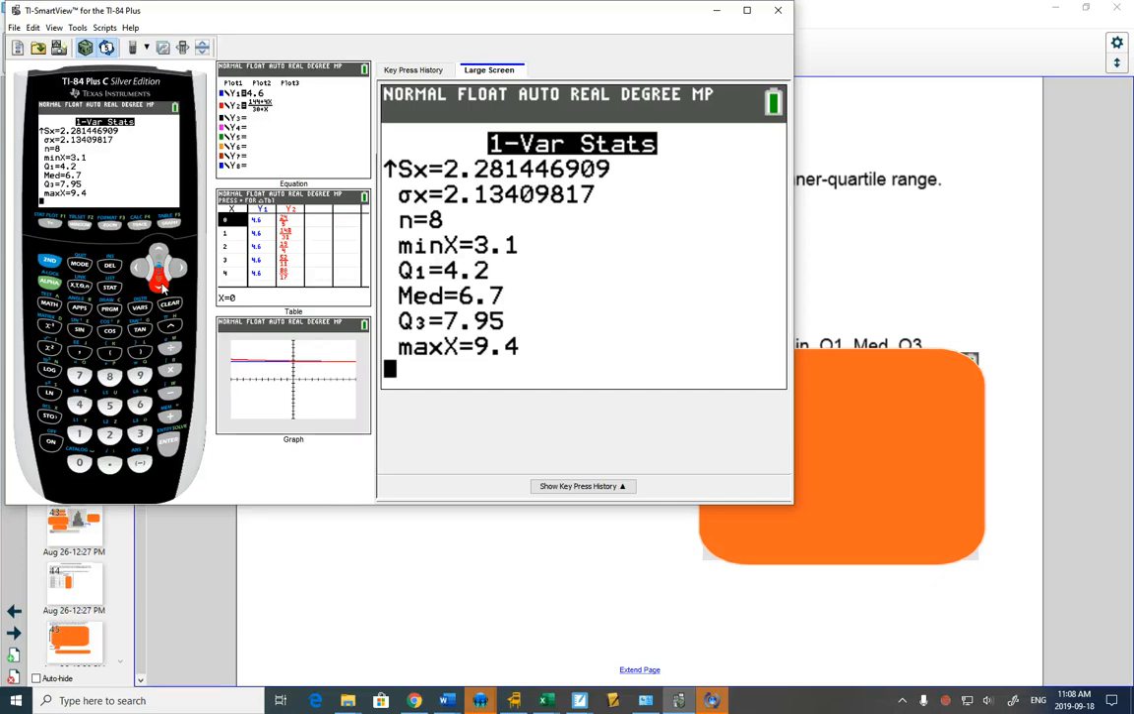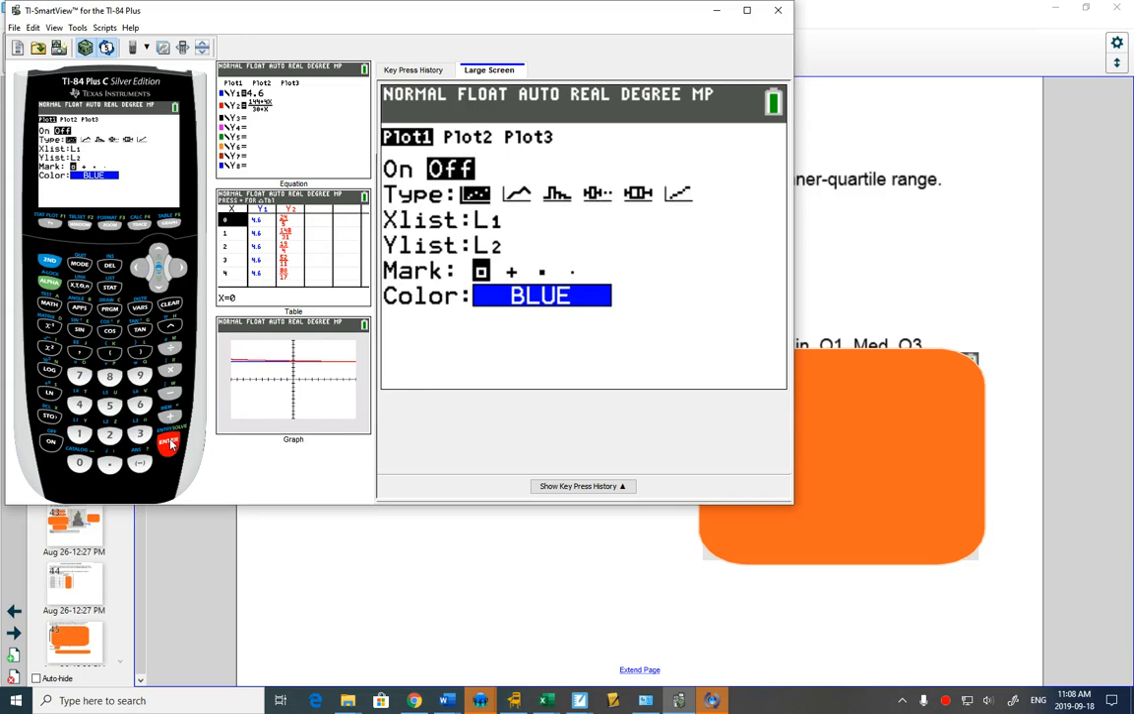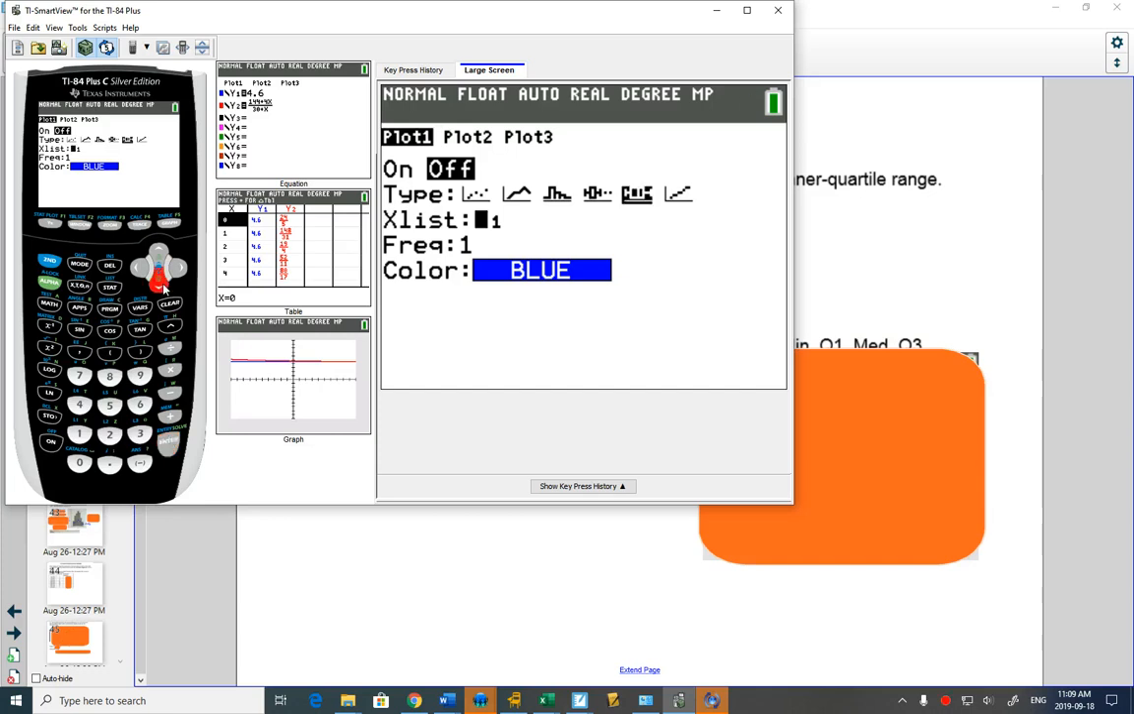But what we're going to do now is put this into our graphing calculator. Now that we've got our stats, we're going to go second y equals, number 1 for plots. Notice that there was a histogram, and if you go further, there's also a box plot. In this case, we've got our list 1, our frequency. Each item only occurred once. But if you had grouped data, you might have list 1, list 2. Okay?